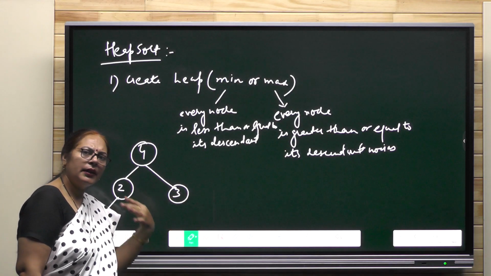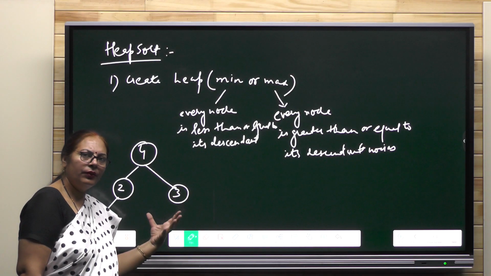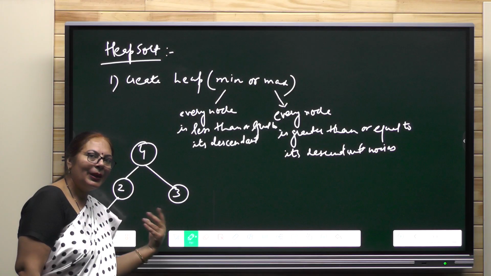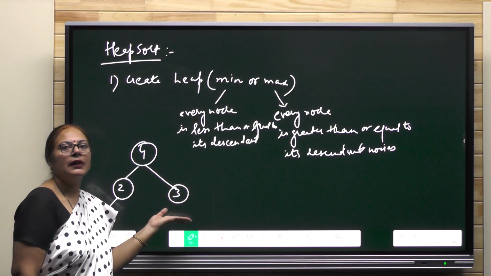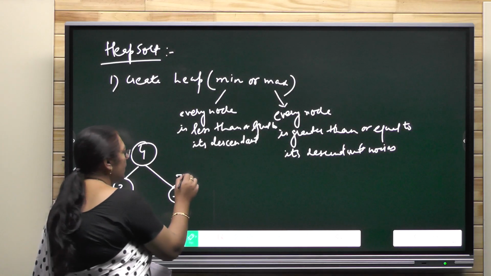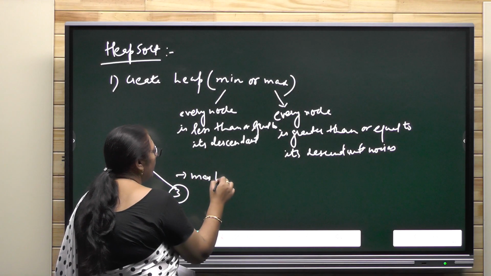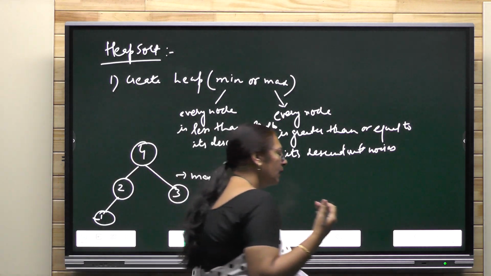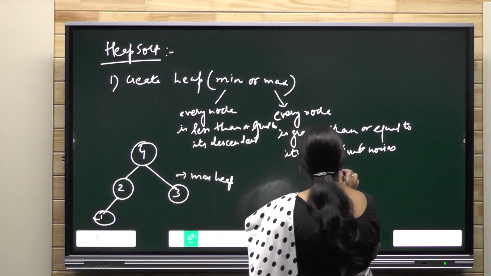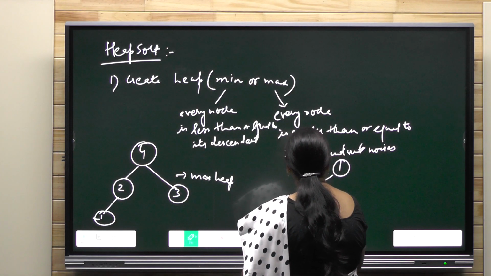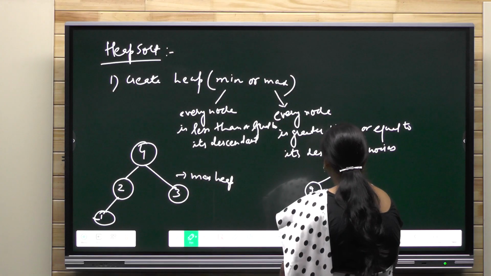Similarly, 3 doesn't have any leaf node, but it has external nodes, which will be null nodes. So basically it is also greater than its children. So this is an example of a max heap, where each node is greater than or equal to its descendant nodes. Similarly, if I reverse this, for example, 1, this is 2, this is 3, this is 4.